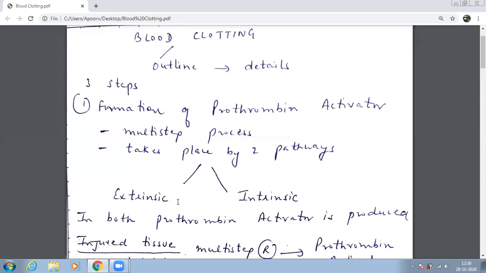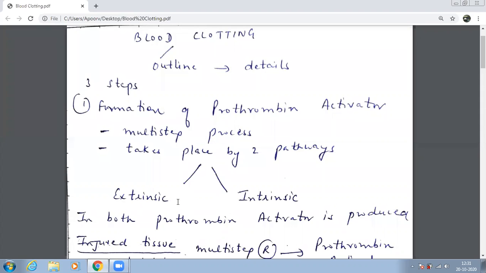Just remember first, what is the first step in blood clotting? Formation of prothrombin activator. Yes, and it is which kind of a process? Multi-step process. It takes place by how many pathways? Two pathways. What are the two pathways? Intrinsic and extrinsic.